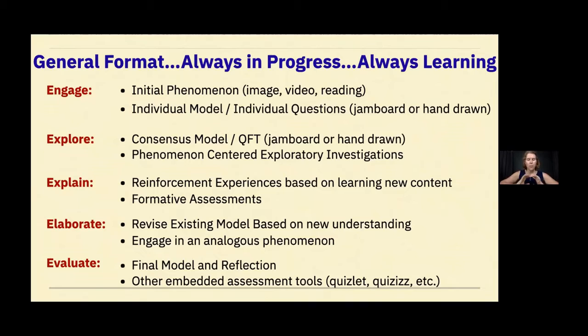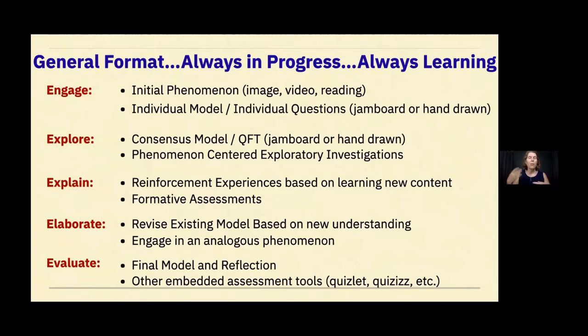So there's going to be whole sections of the notebook that really focus on initial questions that the students have, then that collaborative learning space, which I can show you later on in the presentation. So consensus model, QFTs, whether they're Jamboards or hand-drawn, phenomena-centered exploratory investigations, definitely using those. With the explain, this is of course your reinforcement experiences based on learning new content, a little bit of formative assessment, just hitting some points as you go through.